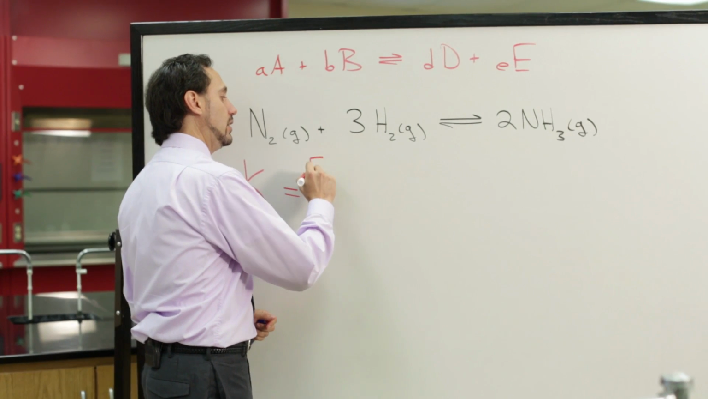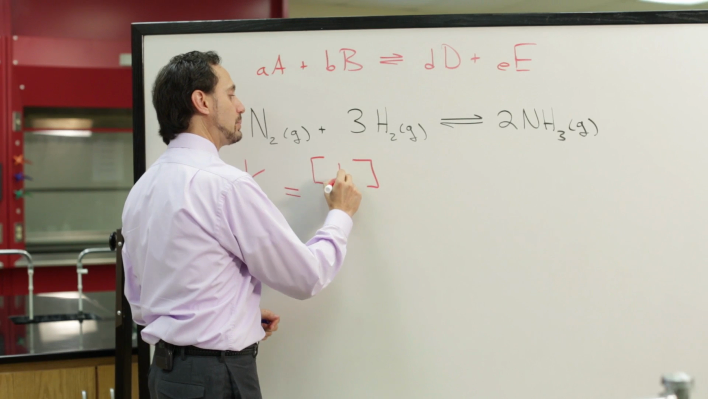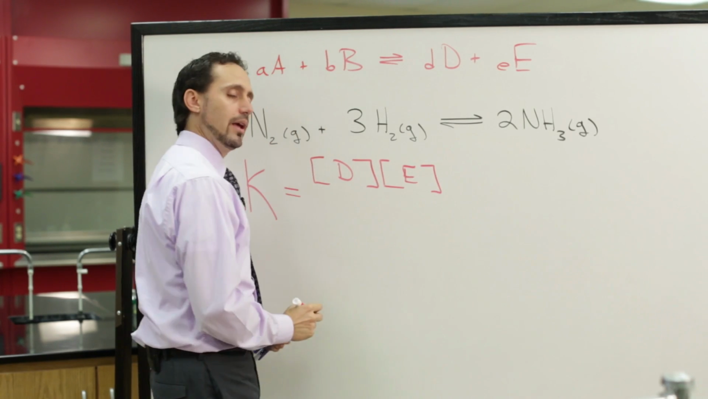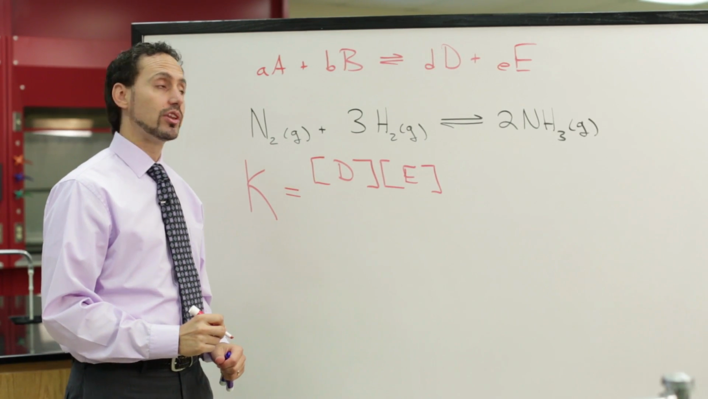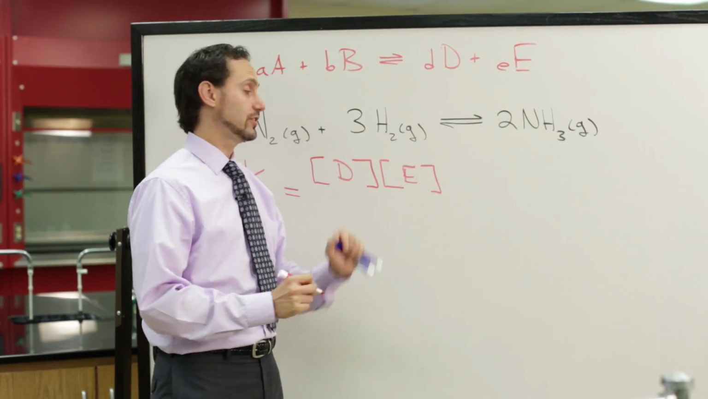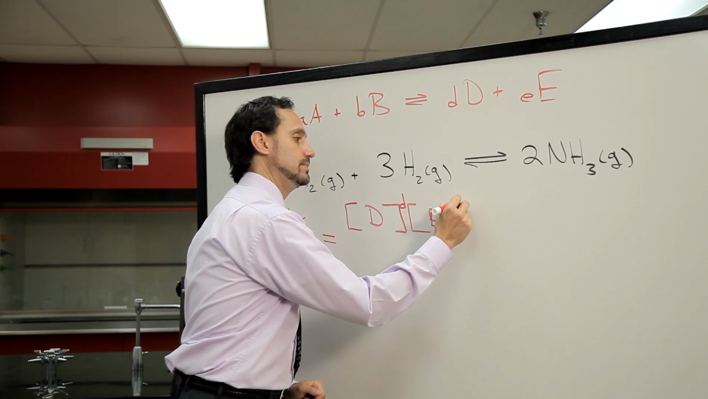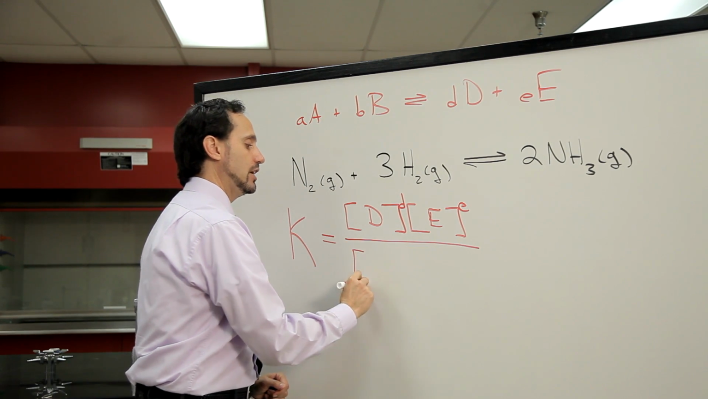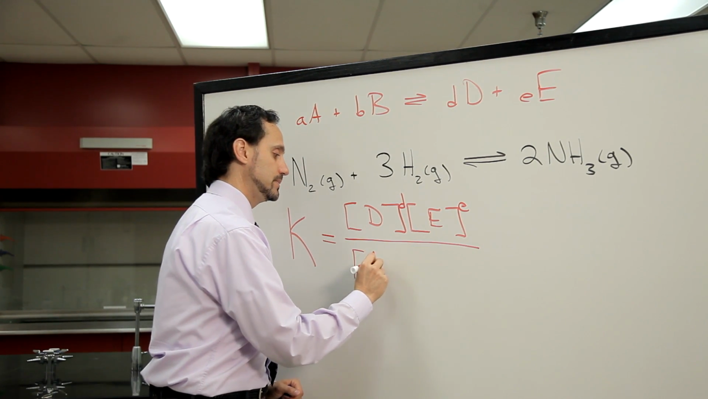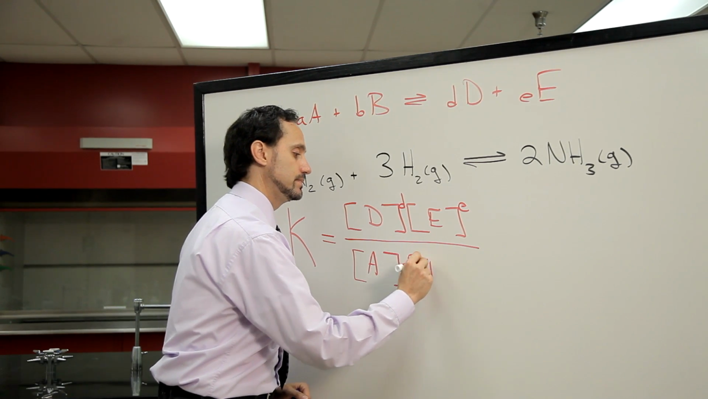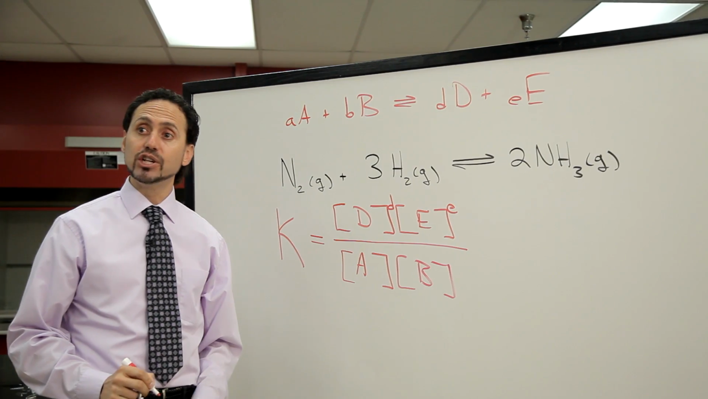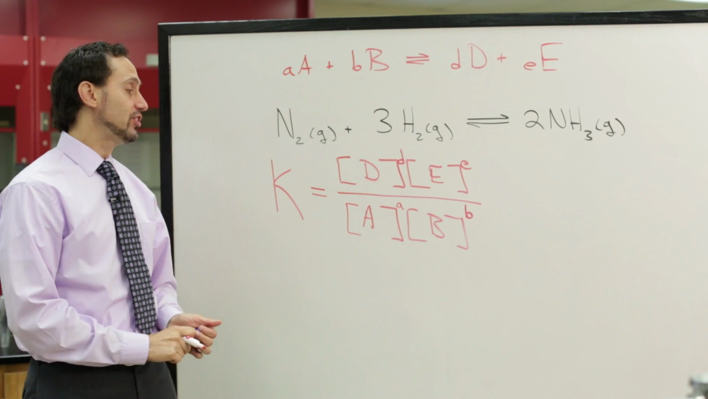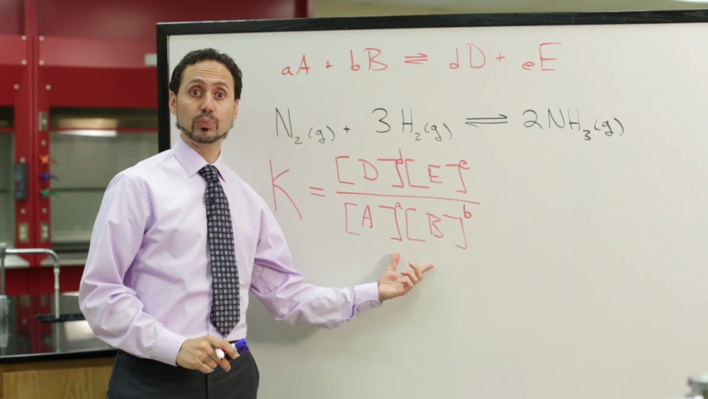you simply take the molar concentration of the products multiplied together, and then you raise those concentrations to the power of their coefficients. And then you divide that by the product of the reactant concentrations, and those reactant concentrations will also be raised to their coefficients. So this is the general equilibrium constant expression.